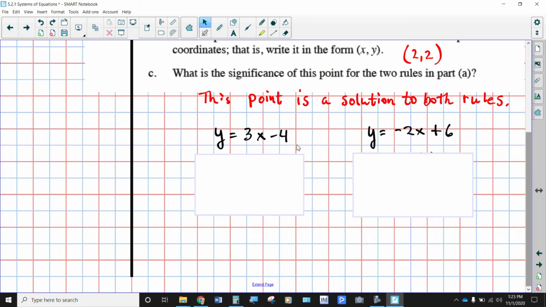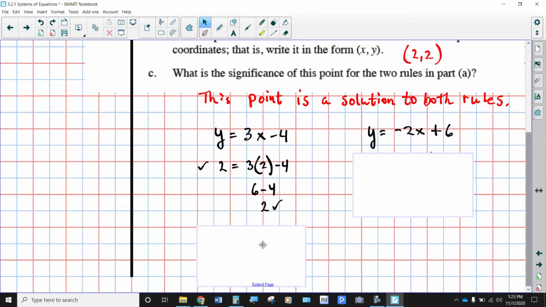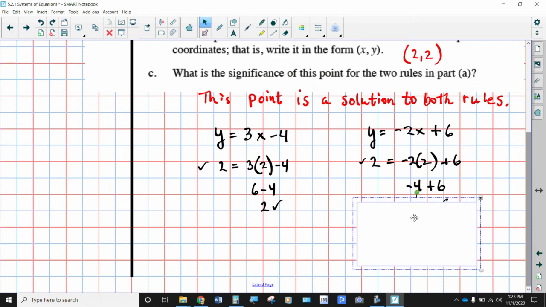And so we can prove that by plugging this number into each one of the rules. So when x is equal to 2, that becomes 3 times 2 is 6, and the y becomes a 2. And 3 times 2 is 6, 6 minus 4 is 2, yes. We see that when x is equal to 2, y is indeed equal to 2. And here, let's plug that in again, where it becomes -2 times 2 plus 6 needs to equal 2. And what is -2 times 2? It's -4. -4 plus 6 is equal to 2.